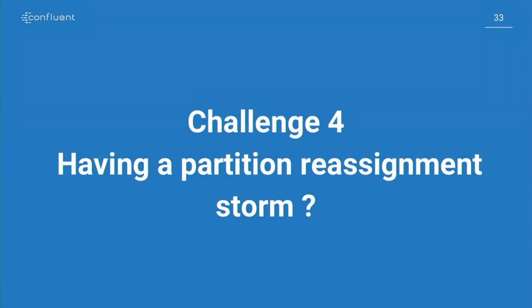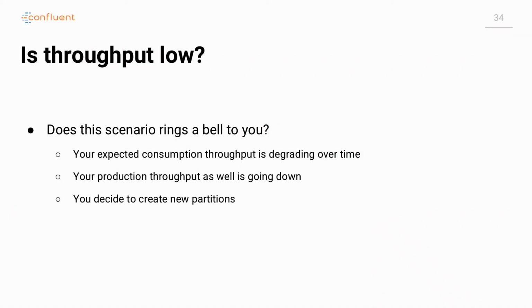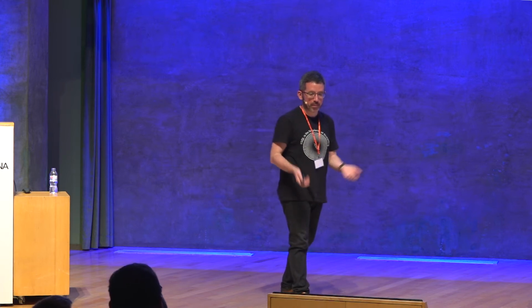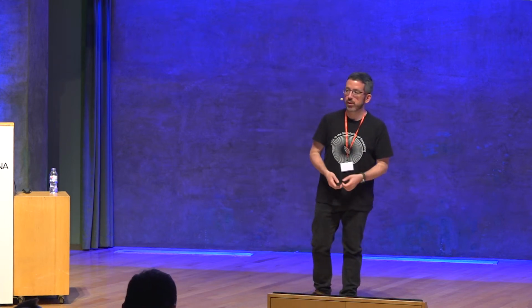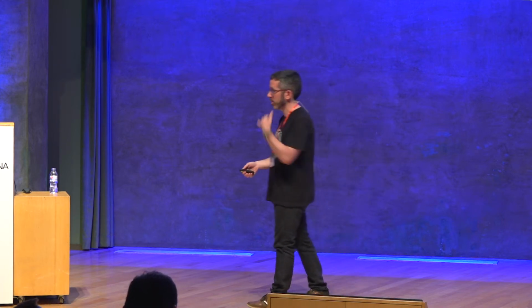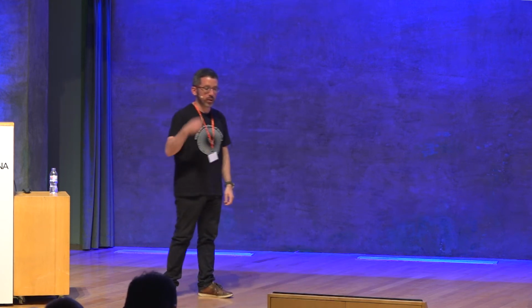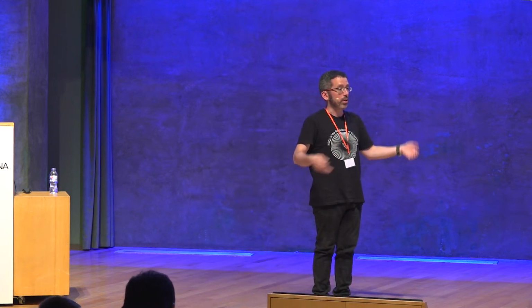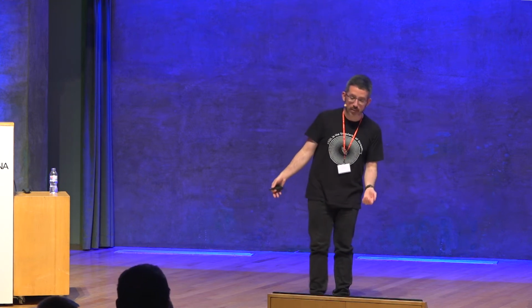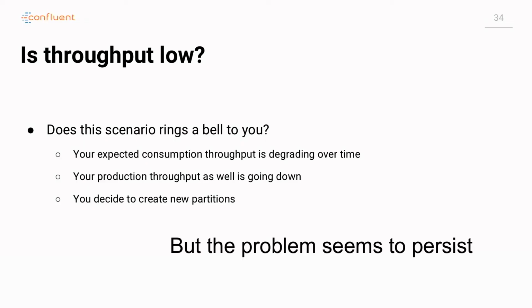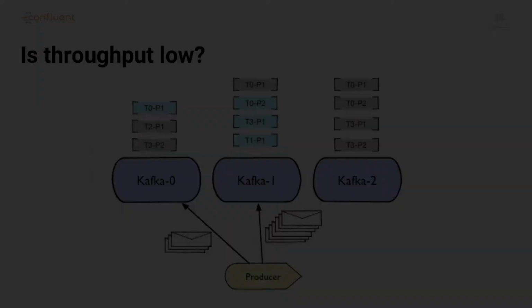Challenge number 4, having a partition reassignment storm. Okay? In Kafka, see, this is a scenario. Your expected consumption throughput is degrading over time. So your boss is calling you, Kafka doesn't run well. Your production throughput, the way you're writing things into Kafka, is also going down. So you decide to create new partitions, because new partitions will give more consumption processing. But the problem seems to persist.